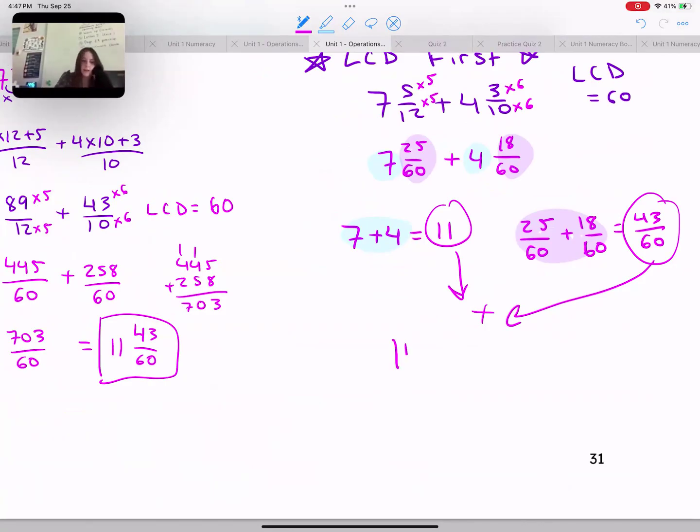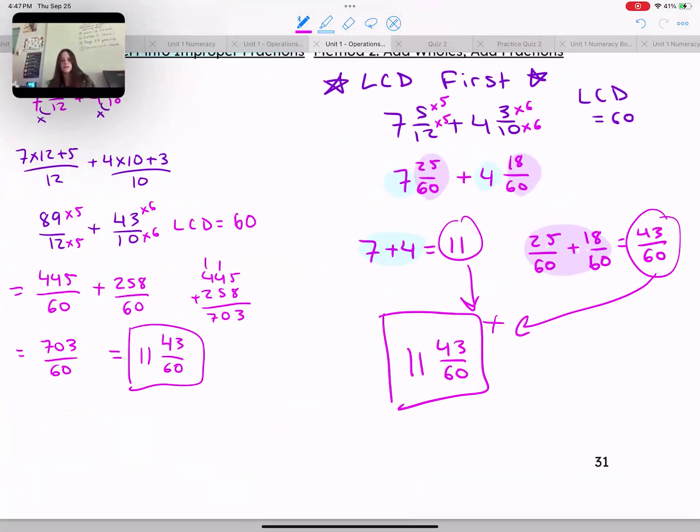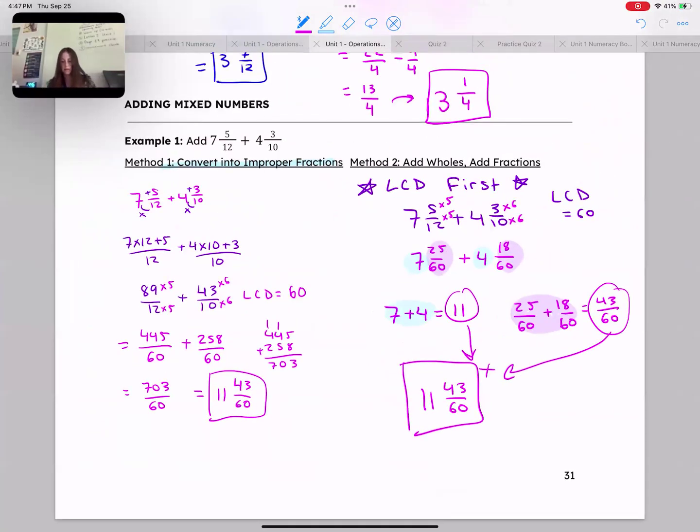So that is going to give me 11 and 43 out of 60. That was a lot cleaner of an answer. I'm going to let you finish copying things down and I'm going to get the lights back on and then we will go to the next page.